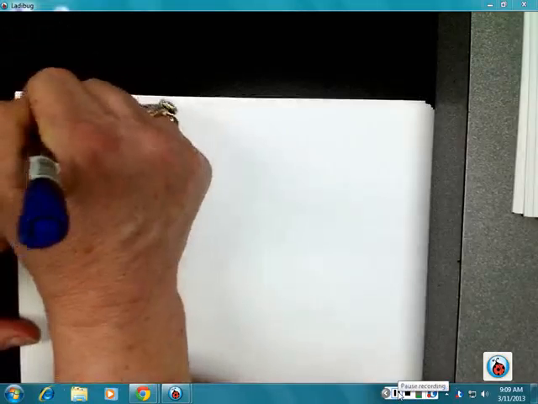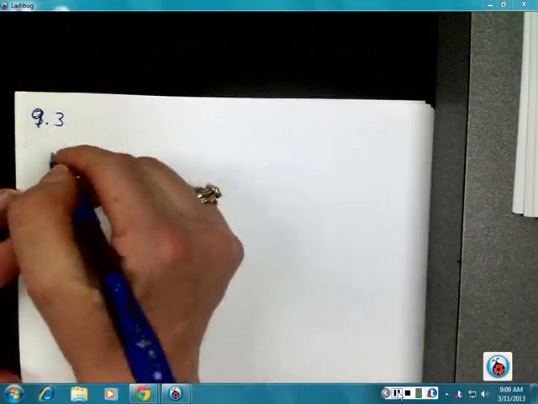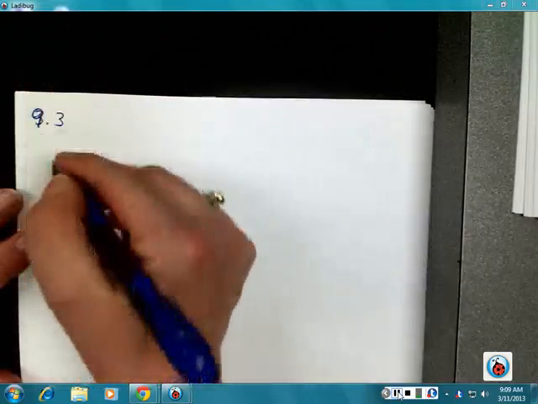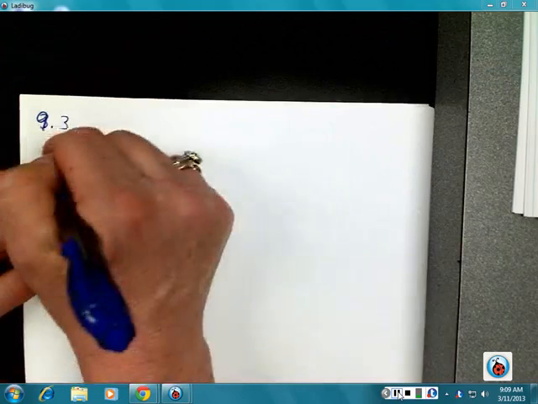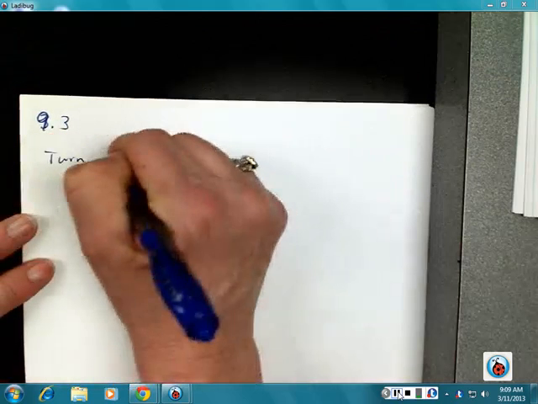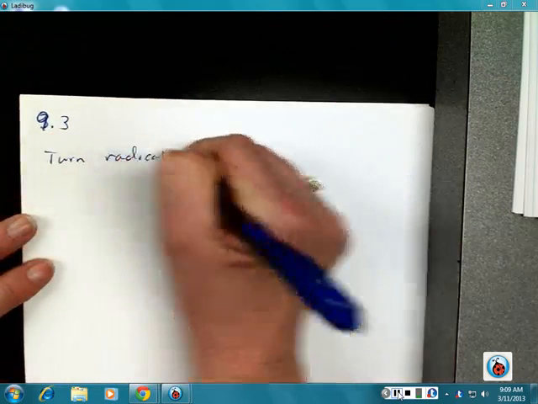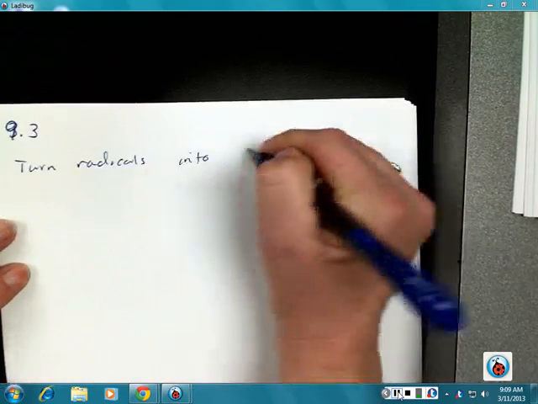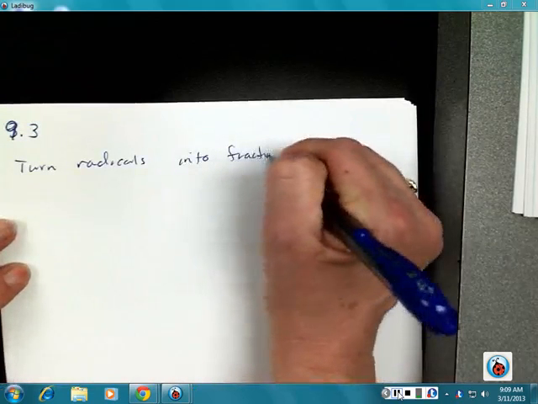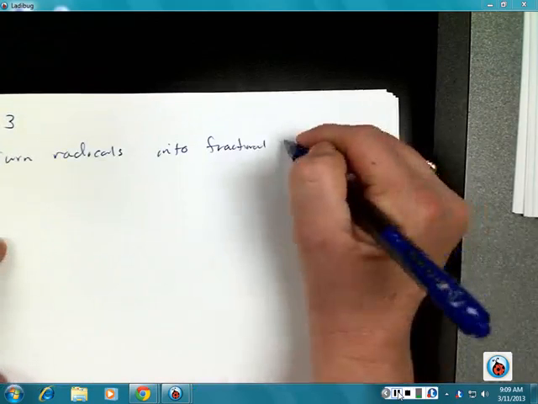9.3 is looking at turning radicals into fractional roots, or fractional exponents. So turn radicals into fractional exponents.